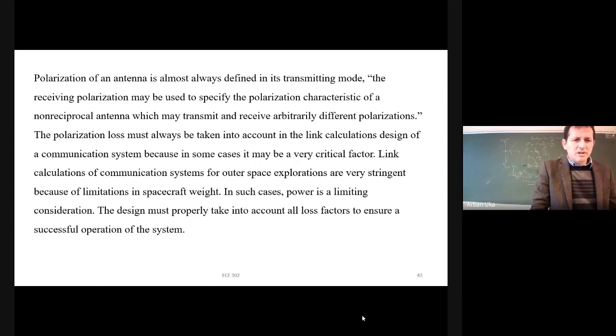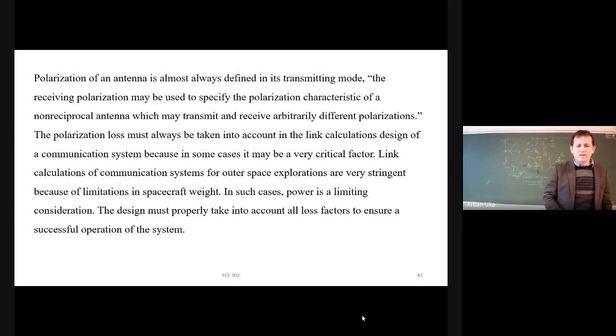And the polarization loss must always be taken into account in the link calculation design of a communication system, because sometimes it might be a very critical factor. Link calculations of communication systems for outer space exploration are very stringent because of limitation in spacecraft weight. In such cases, the power is a limiting consideration. The design must take into account all loss factors to ensure a successful operation of the system.